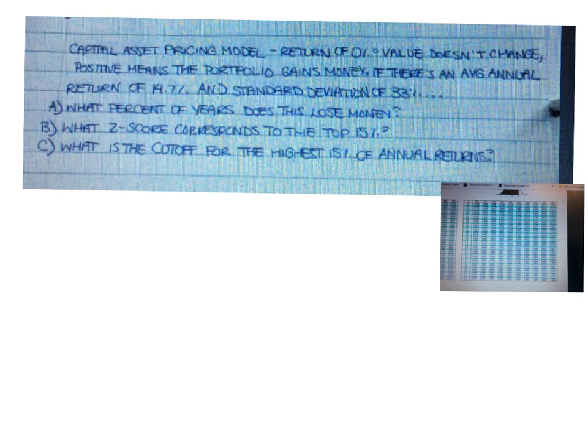I've got the last question here on the screen, and I'm just going to go through that quickly for you. So in this case, let me see what we have. It looks like there's an average annual return of 14.7%. So our mean value is 14.7% with a standard deviation of 33%. And they're asking what percent of the years does this fund lose money?